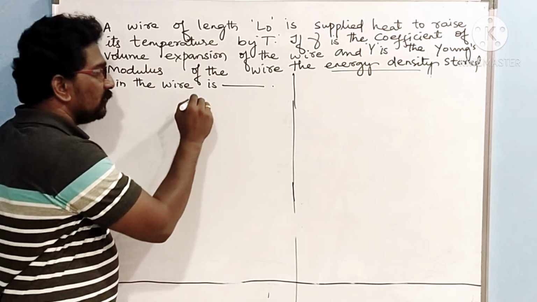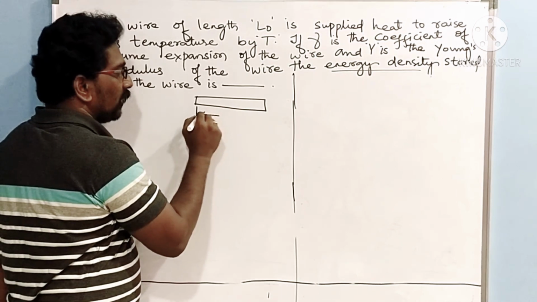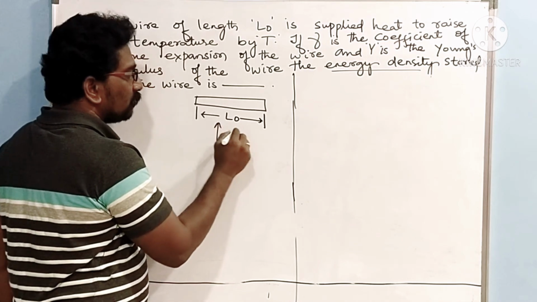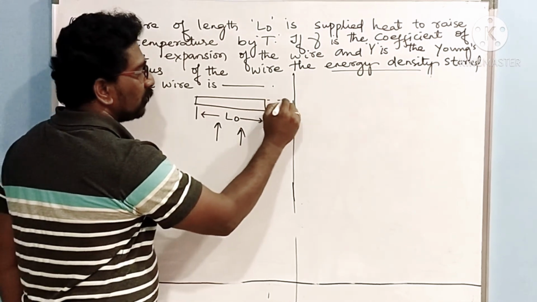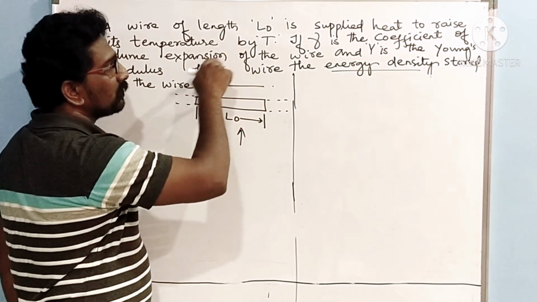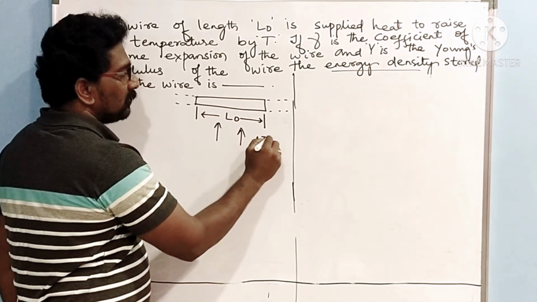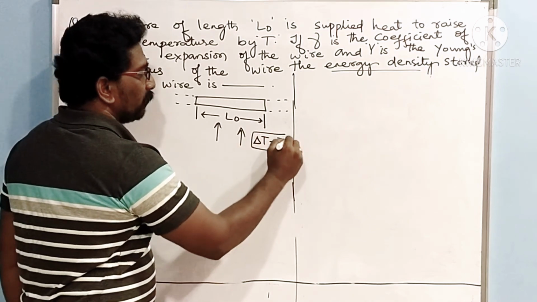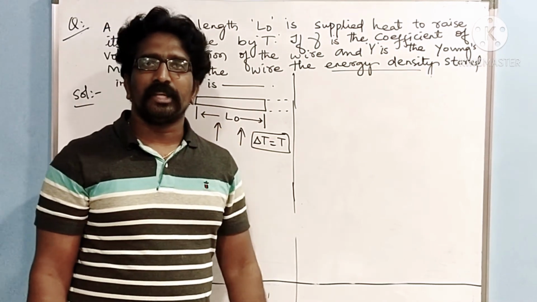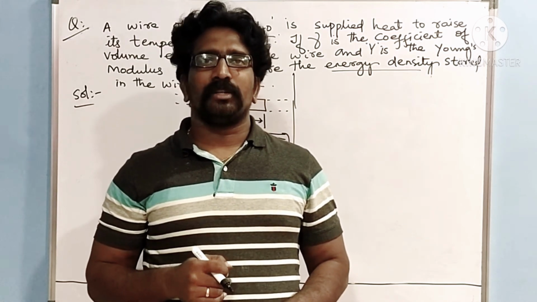Let me consider that this is a wire which is given to us, and the length of this wire is equal to L0. Whenever you supply some heat to this wire, then definitely we know that this wire is going to expand. And the temperature of this wire is raised by T. It means that the change in temperature, delta T, is going to be T. Now, if heat has been given, the expansion of the wire is taking place, and it is nothing else but linear expansion.